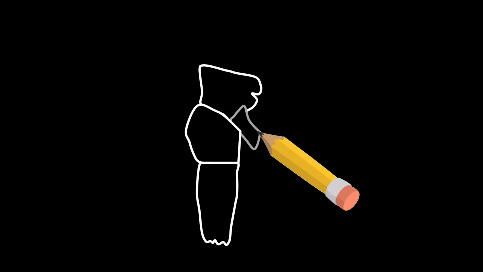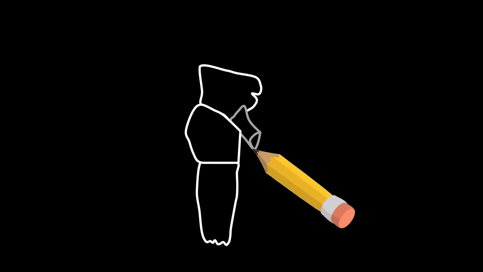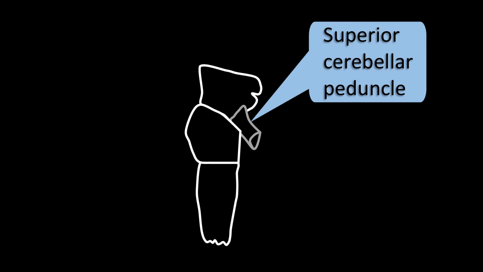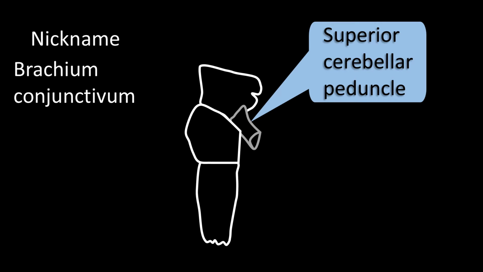Then placing the pencil at the distal end, draw a curved line to give the impression of a structure that has been cut at the end. This is the superior cerebellar peduncle, nicknamed the brachium conjunctivum.